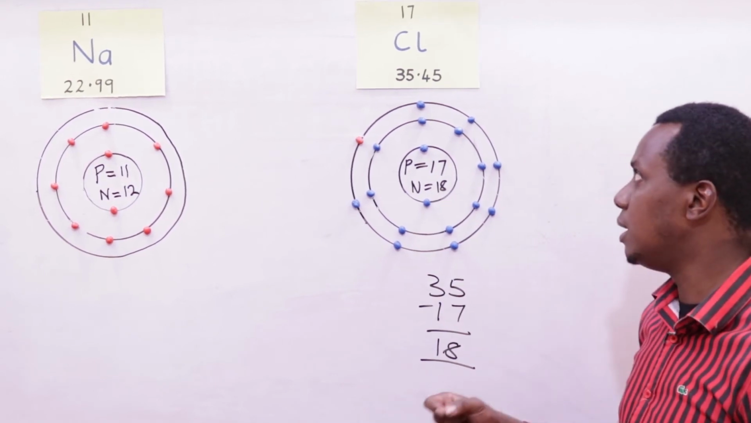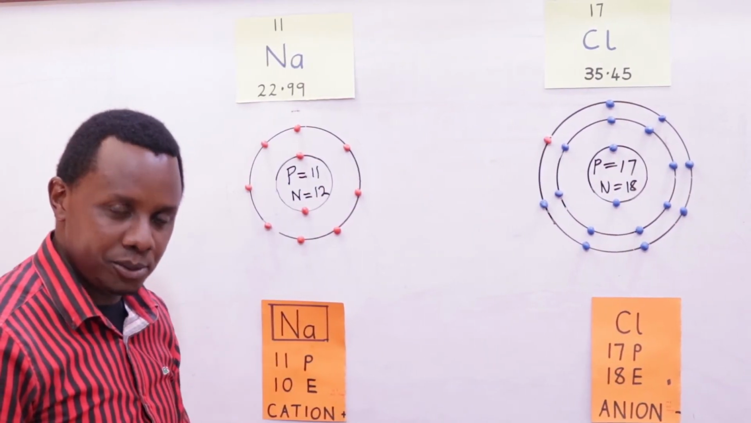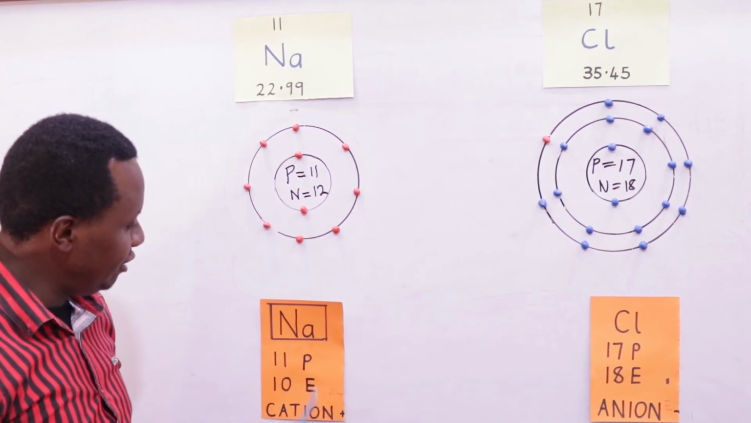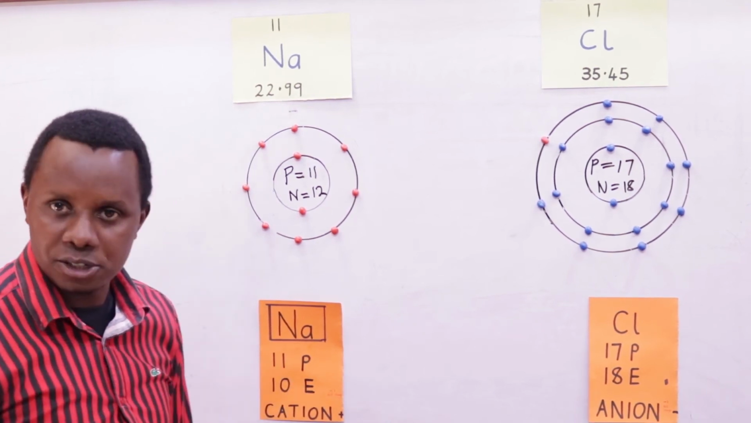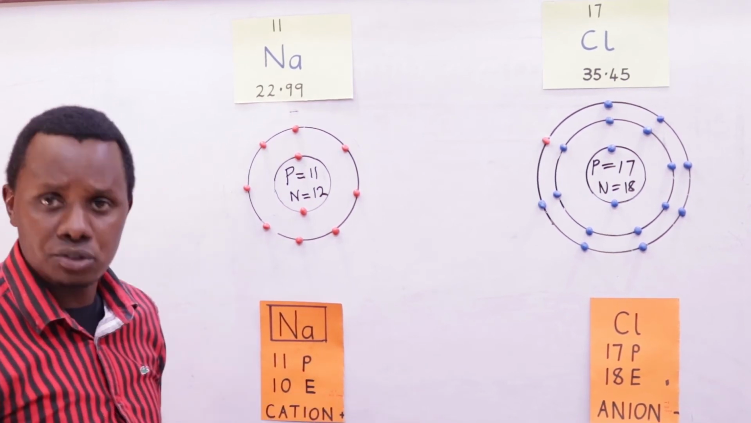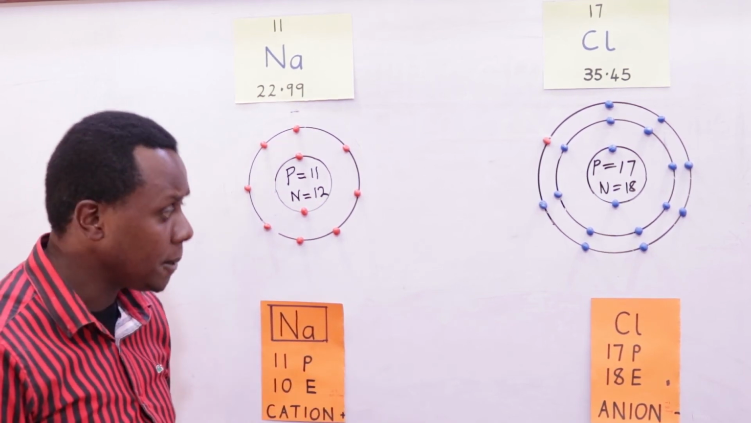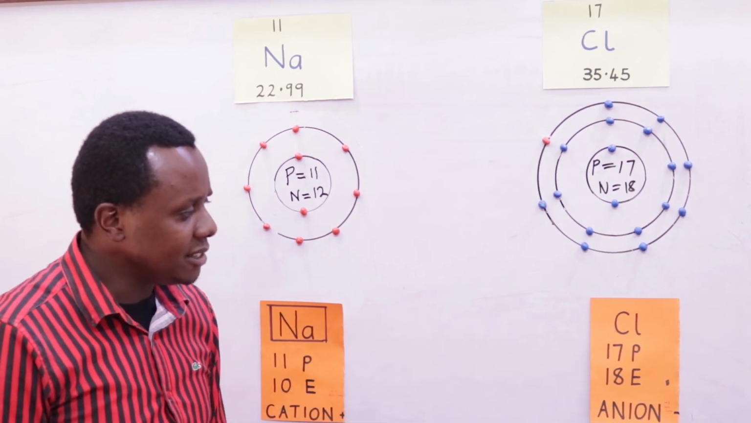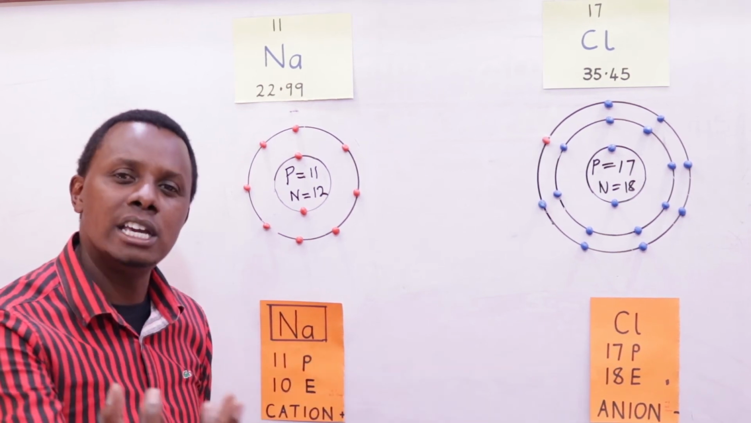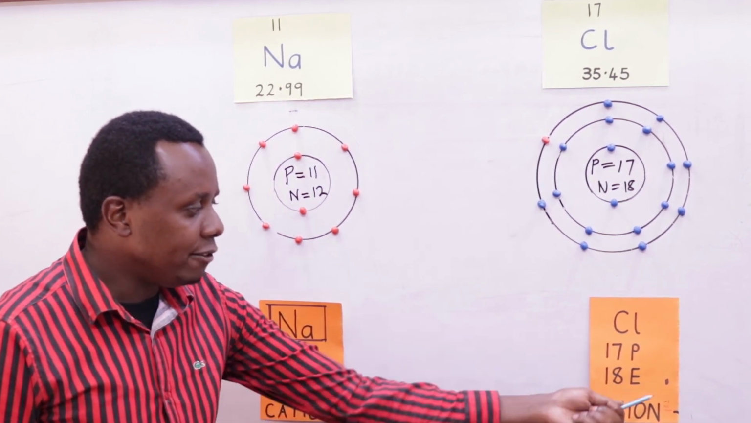So let us count the number of protons and electrons. Now, if you take a look at the two elements, you realize that a certain change has taken place. If you look at sodium, remember that initially we had 11 protons and 11 electrons. But sodium has lost 1 electron, so it has a net charge of +1 because it has 1 more proton than the 10 electrons that it has. If you look at chlorine, initially it had 17 protons and 17 electrons, but it has gained 1 electron, so now it has 18. This is a net charge of -1.